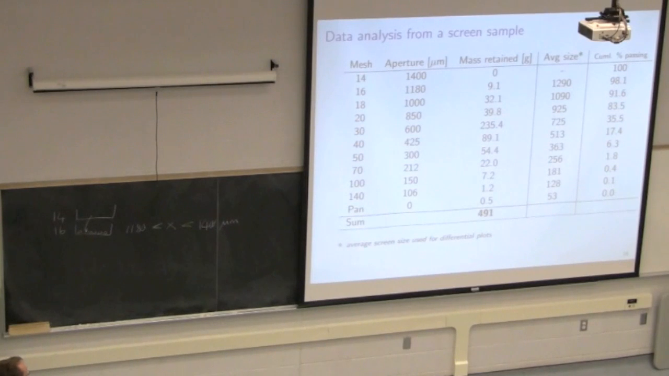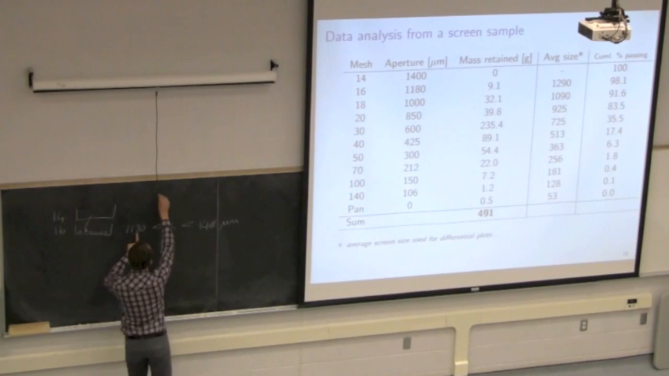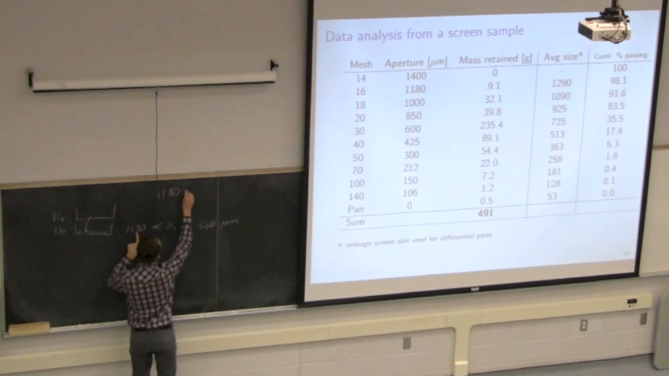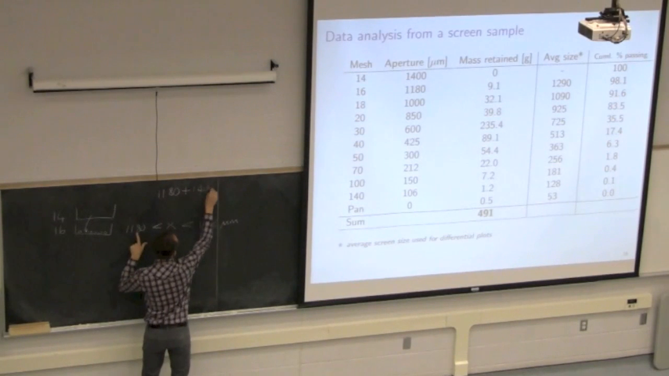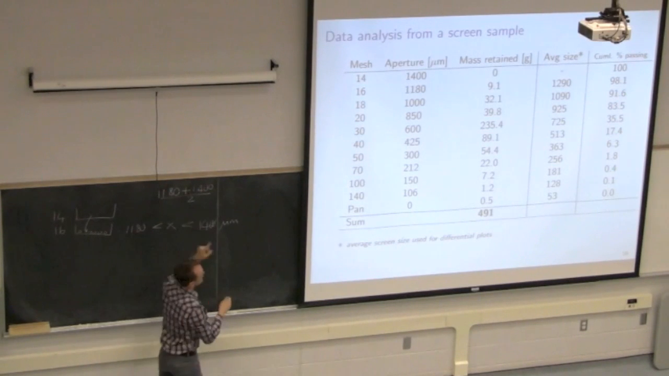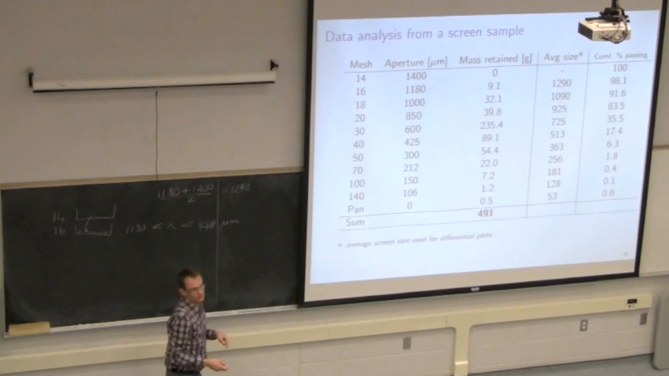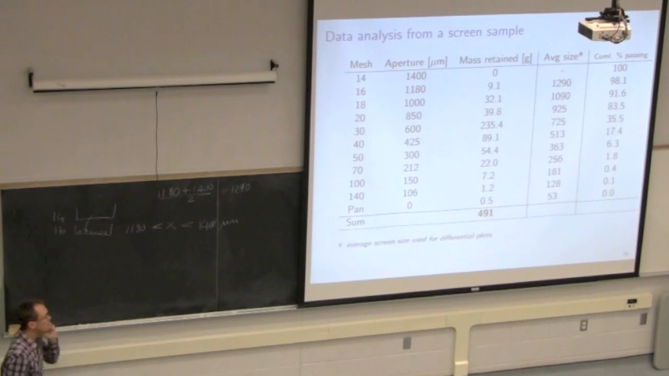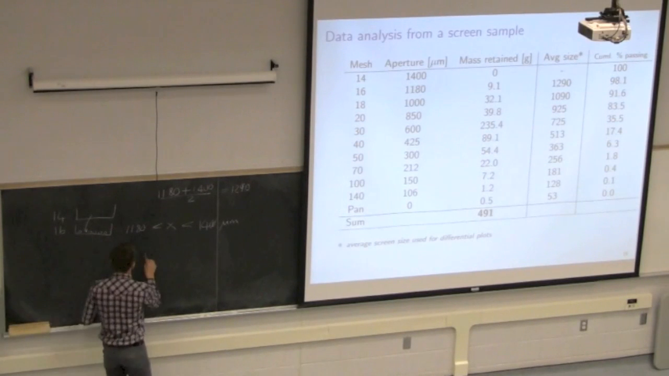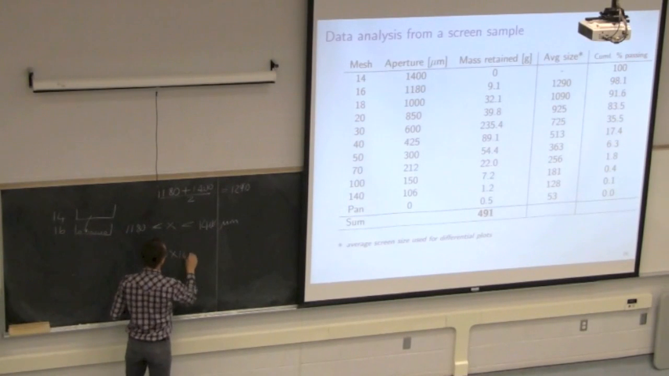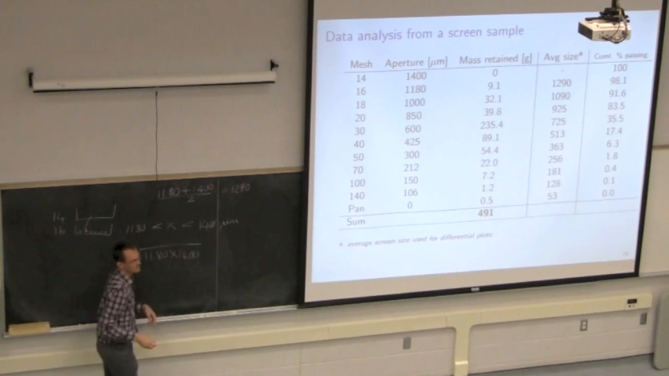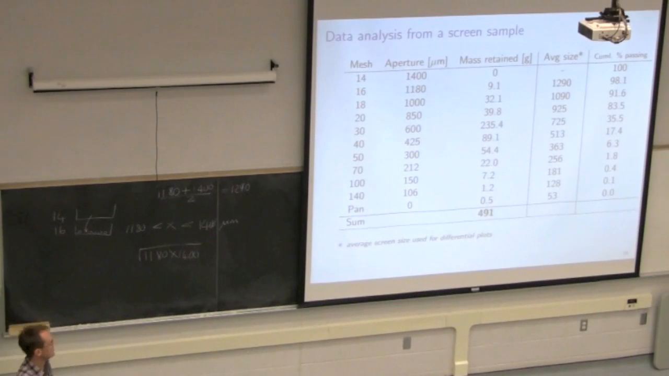To report the average size, there are two approaches. One approach takes the average as 1180 plus 1400 divided by 2, which gets you 1290. That's what we will use here. There is another convention where you take the product of 1180 and 1400 and the square root of that, the geometric average. We will use simply the arithmetic average for our screens.